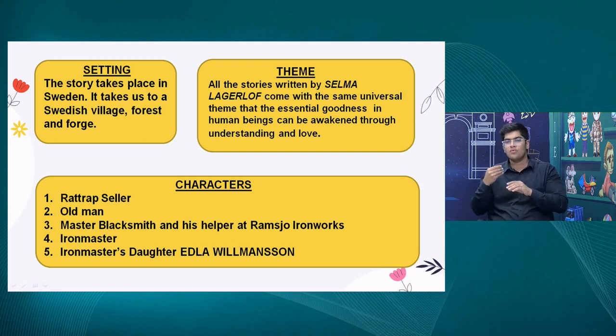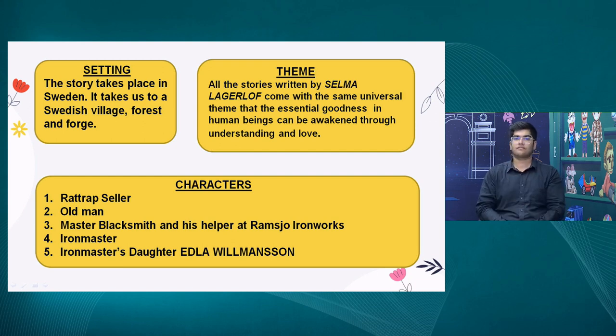He steals also. The next character in the story is an old man who is also a crofter. A crofter is somebody who rents his small farm to other people for work. And then we have a master blacksmith and his helper at Ramsjo Ironworks. Then we have an iron master who owns this Ramsjo Ironworks. And then we have the iron master's daughter whose name is Edla Willmansson. We don't know anybody else's name in the story except for Edla. So this is the setting, the theme and the characters.